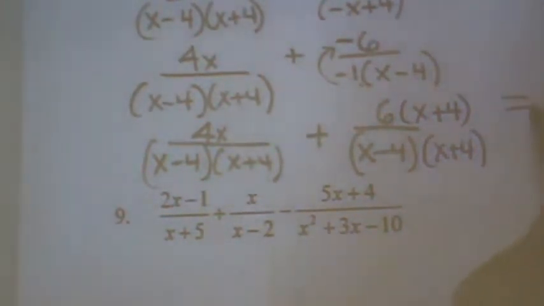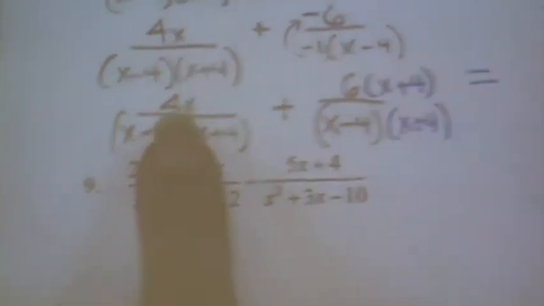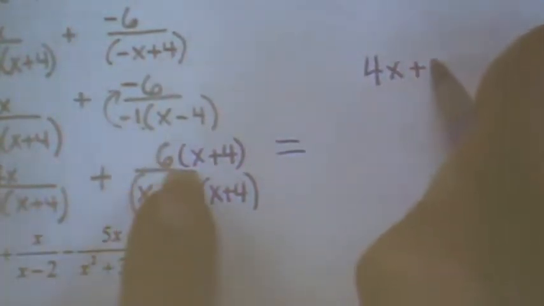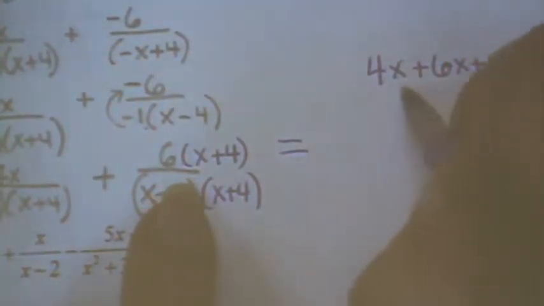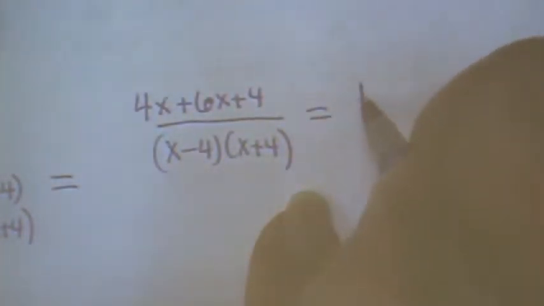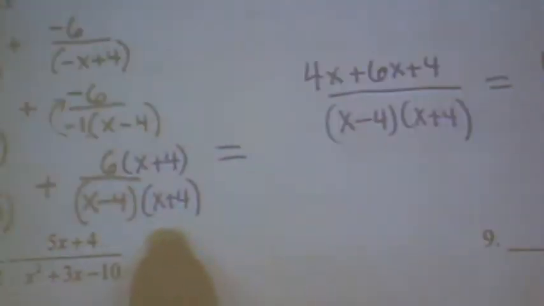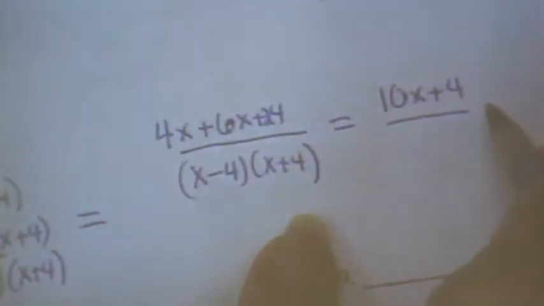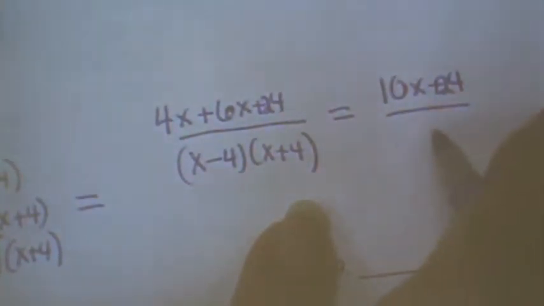So, moving this way, what you have is 4x plus 6 times x plus 4, all over x minus 4 times x plus 4, which is what? 10x plus 4? You didn't multiply 6 and 4. 6 times 4 is 24, you wrote it as 4. Oh, 24. This is 24. Yeah, thank you. So 10x plus 24.